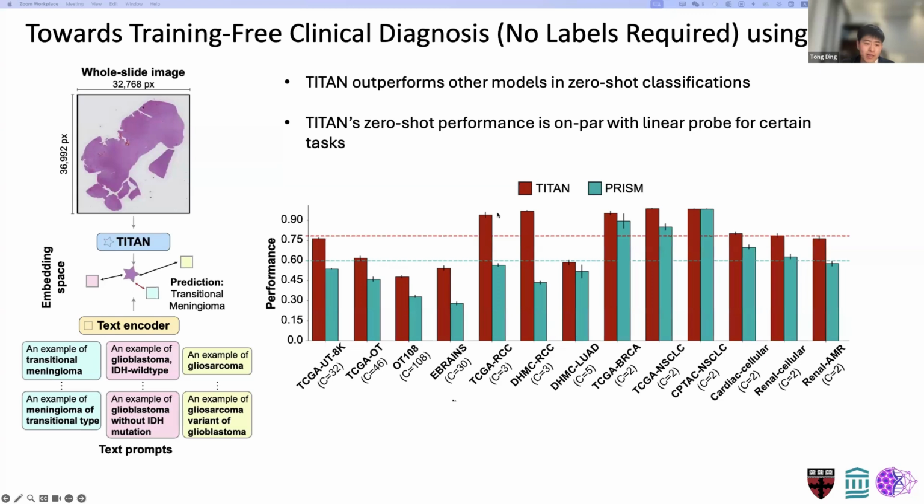And in some cases, Titan's zero-shot performance is on par with or even better than linear probe already. For example, on these NSCLC subtyping tasks, Titan can already do greater than 0.98 AUROC. And on the RCC subtyping task, Titan can already do greater than 0.96 balanced accuracy.